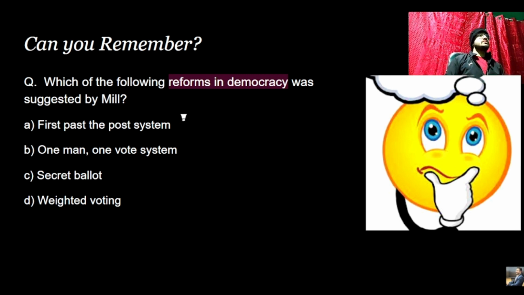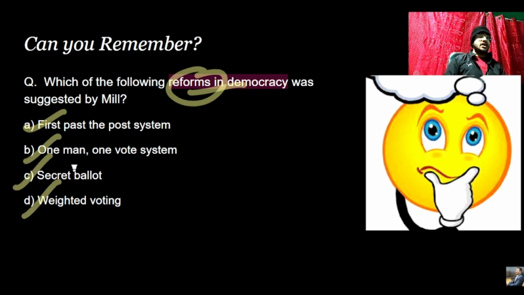All right, so let's see the second question. The second question is: which of the following reforms in democracy was suggested by Mill? Option A is the first past the post system that we have today, option B is the one man one vote system, option C is the secret ballot system, and option D is weighted voting. And your time starts now.